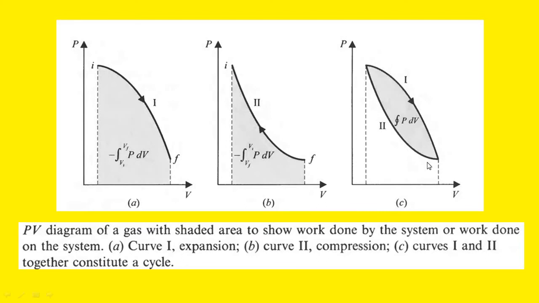And this is a cyclic process. And in a cyclic process, here we have represented it with a closed integral, from I to F and from F to I. So during this process, work done is given by the area enclosed by this loop.